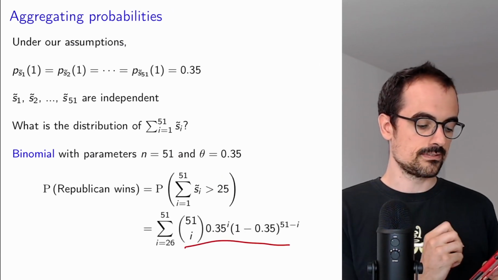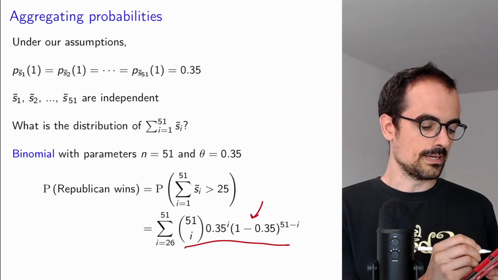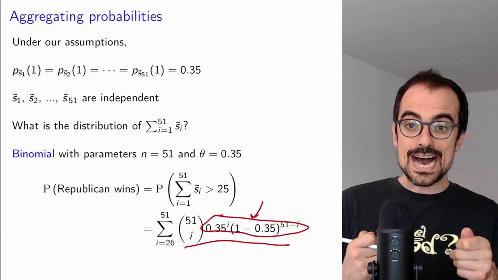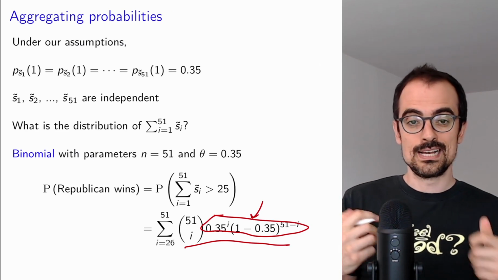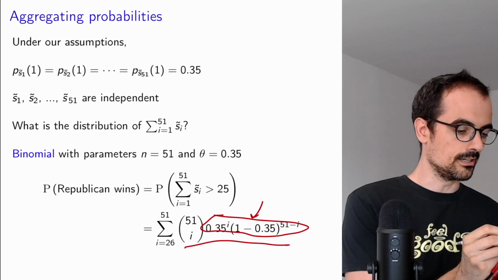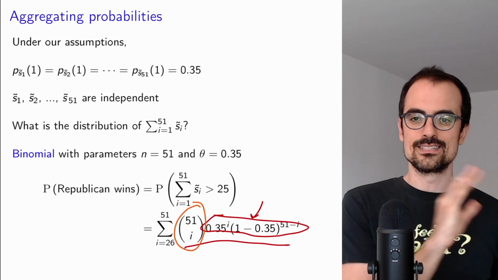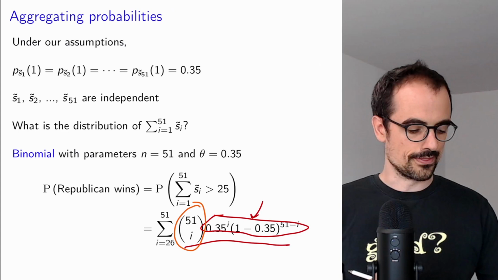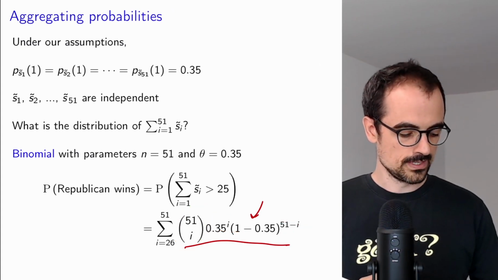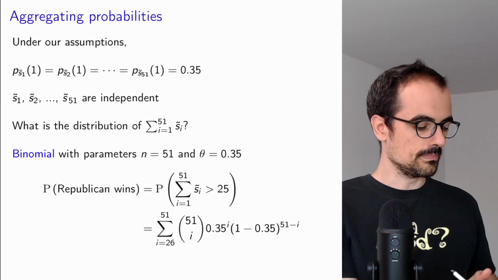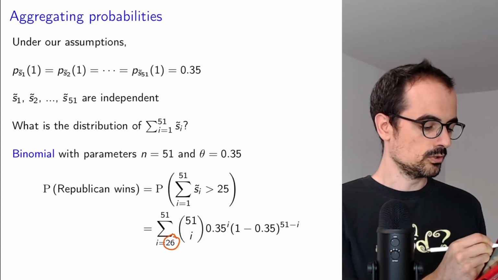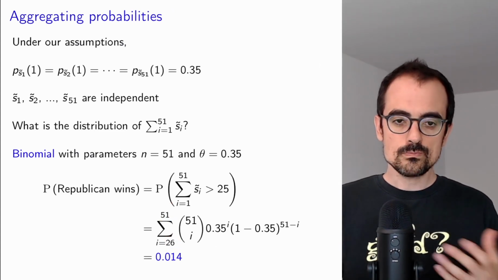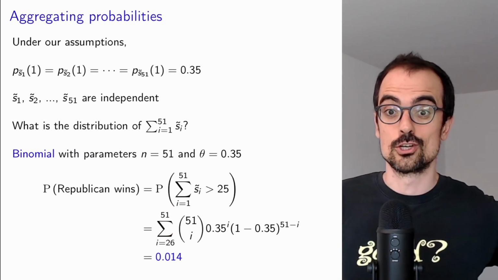to take its PMF. Remember that this term here is just the probability that you see i heads out of 51. And then this term here to the left is in how many ways this can happen. We add them because they're disjoint events. This is just a little review of where this formula for the binomial PMF comes from. But the point is that we have to sum the PMF from 26 to 51, and that gives us the probability that the Republican candidate wins the whole election. That probability is 1.4%, so very low.